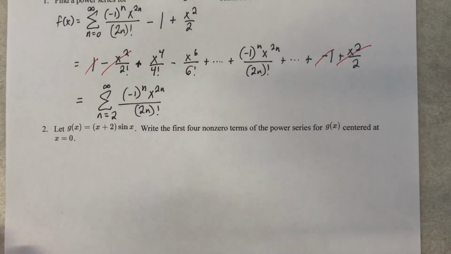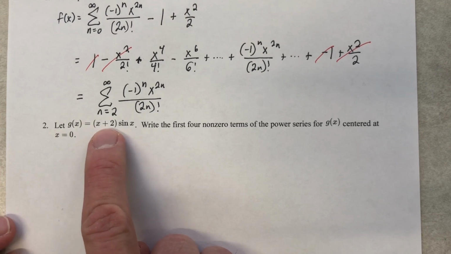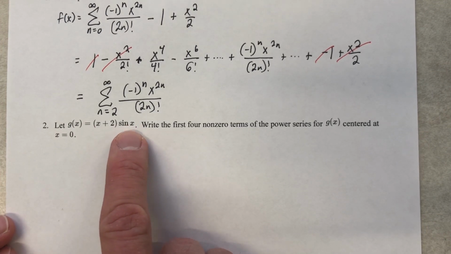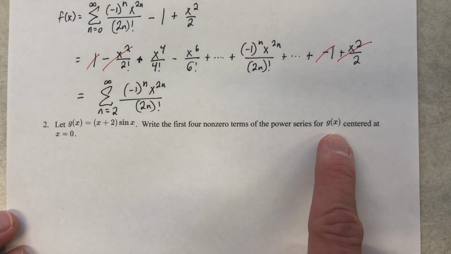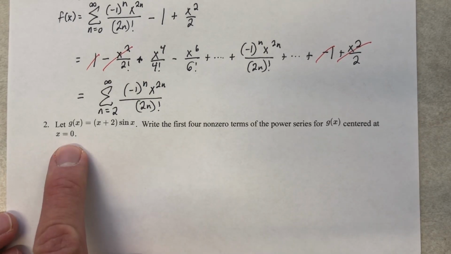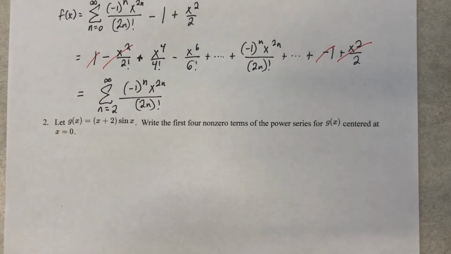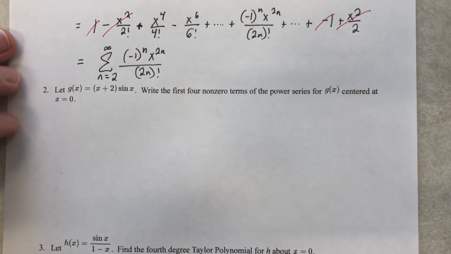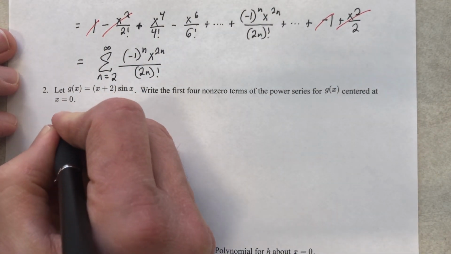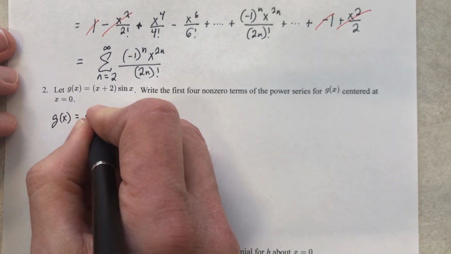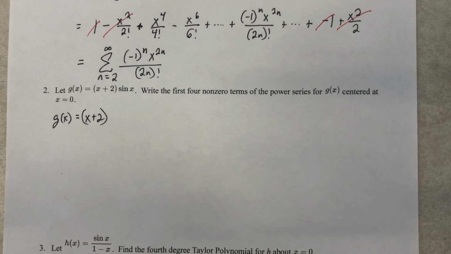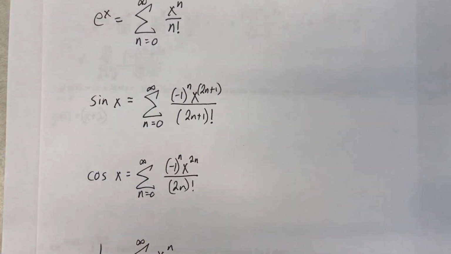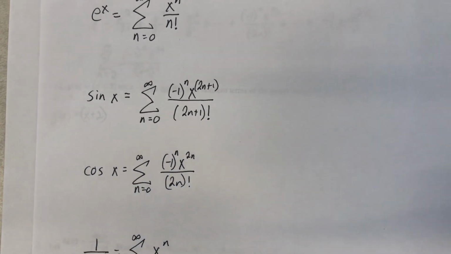Now let's jump to the next one. Let g of x equal a binomial times something I know. And I want to write the first 4 non-zero terms of the power series for g of x centered at x equals 0, which of course would be a Maclaurin series. So let's do that. First of all, g of x is really this. It's x plus 2 times what? Well, let's pull this back out. There it is. It's that.